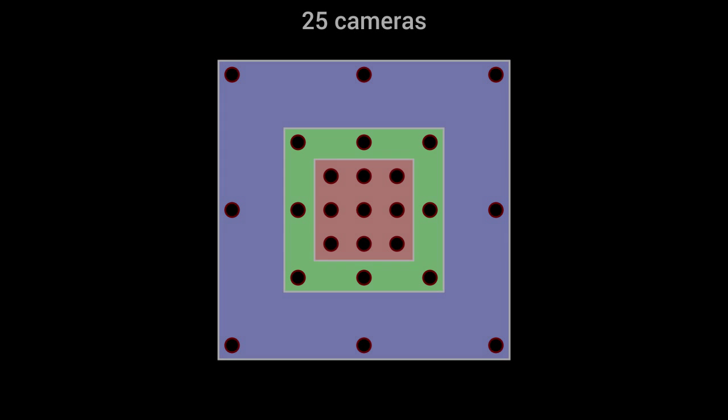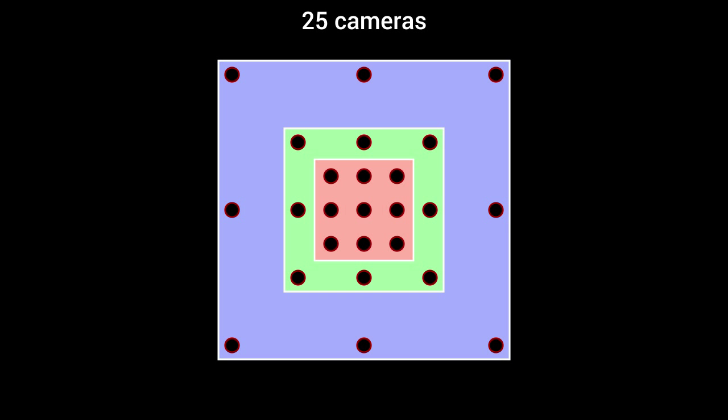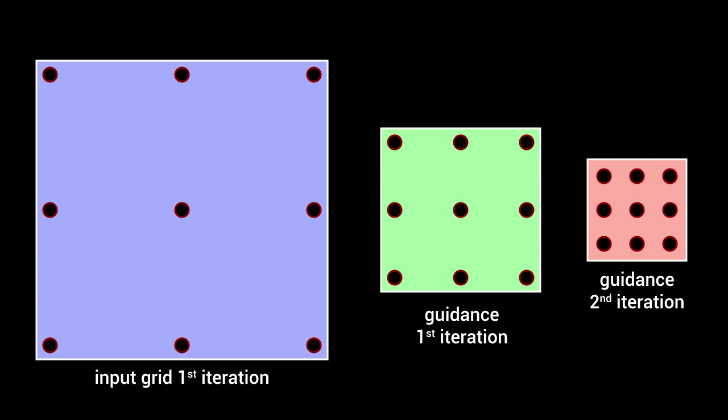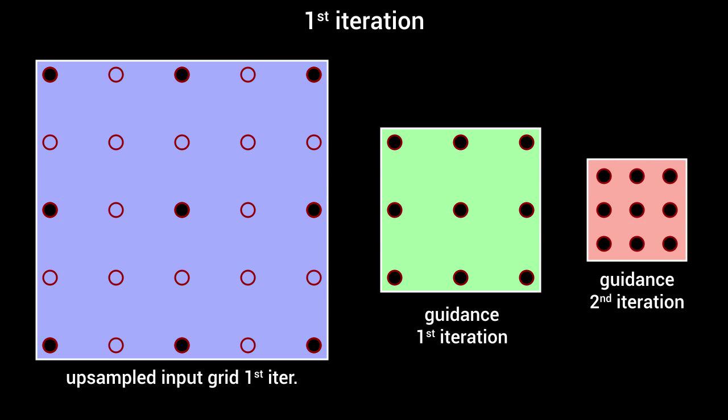To avoid an unnecessarily large number of samples to be recorded, we support upsampling over multiple iterations. Our iterative upsampling requires the sampling code to contain nested guidance regions with multiple sampling rates. In the first iteration, the input grid is upsampled to the next higher sampling grid.